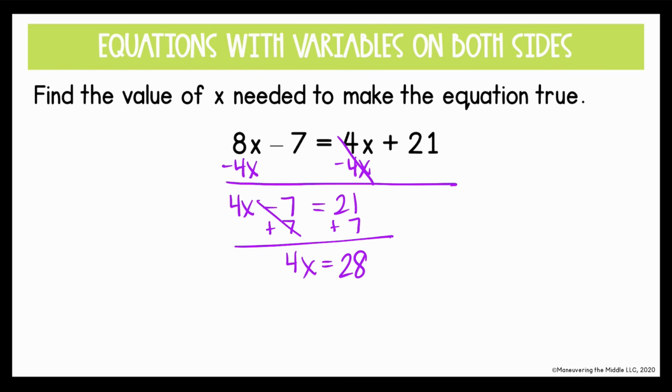Now I want to know what just x equals, so I will undo that multiplication and divide both sides by 4 to see that x is equal to 7.